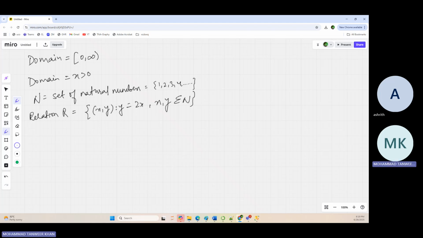Now the question given in the book is: is this relation R a function? They're asking, is R a function? So the answer is yes, this is a function. But the question is how. How can you tell that this is a function?